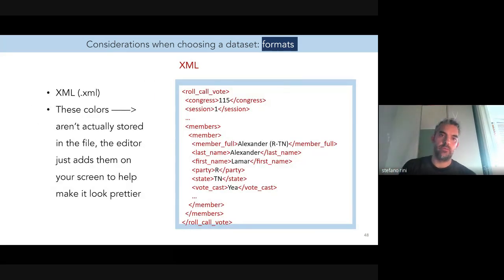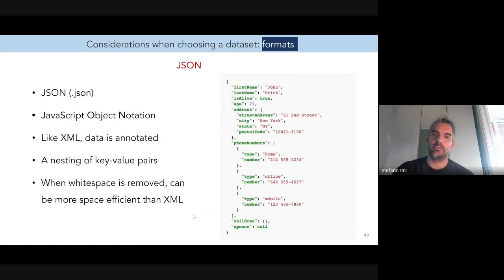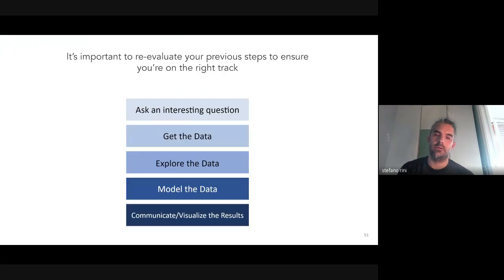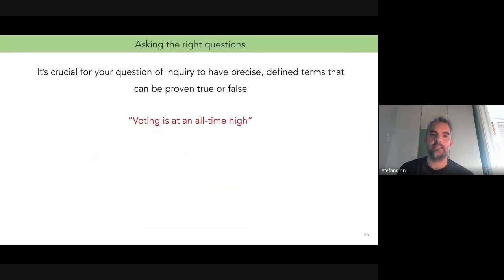So I guess some of you were familiar with the XML format for datasets, and then you have seen these other formats. So JSON, I think you've seen it, and pandas. So some consideration here about the data formats, and then it's important to reevaluate the questions that you ask as data comes in. For example, it's crucial for questions or inquiries to have precise and defined terms.